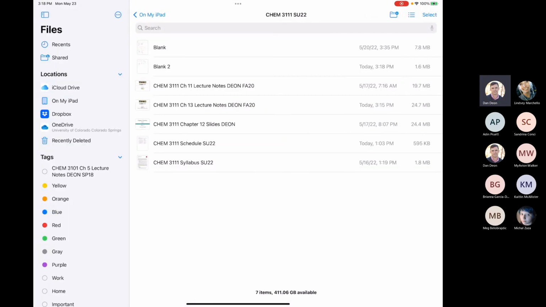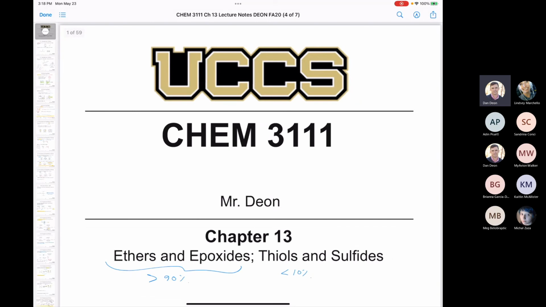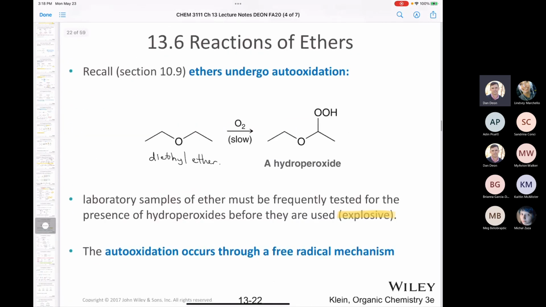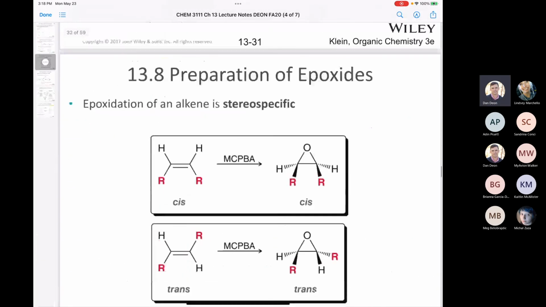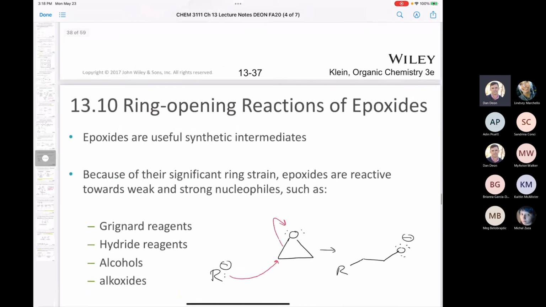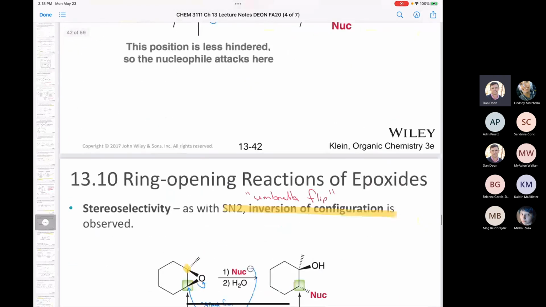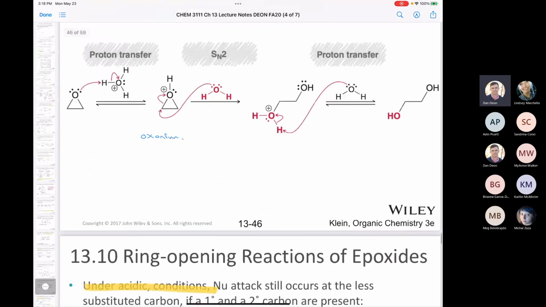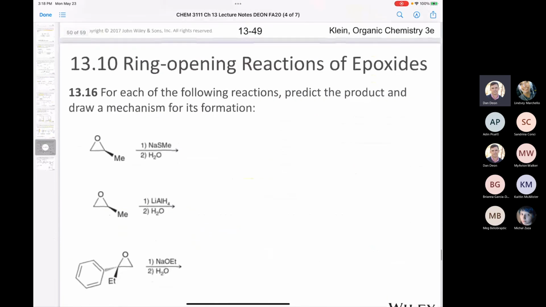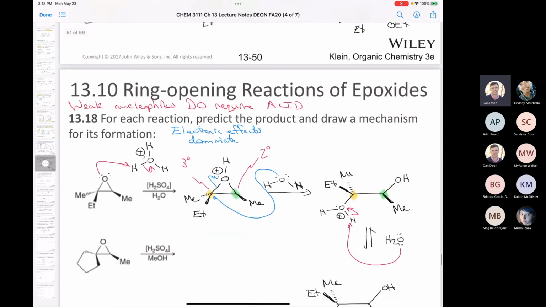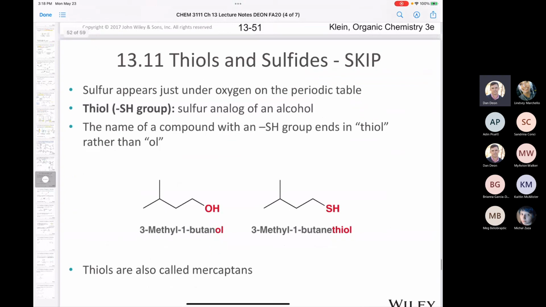Let's go back to the slides, to our slide deck, see what remnants we have in here after all the nasty tricks my iPad pulls on me. And we were down here, we covered all this. We finished all those. And now we're going to turn our attention to thiols and sulfides.